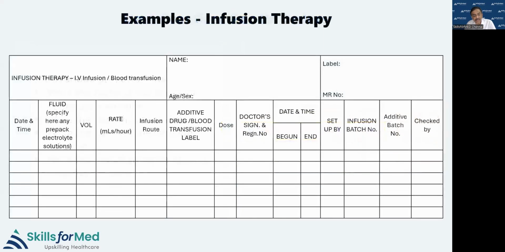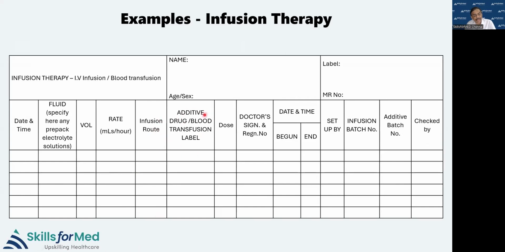So let me show that in here, it's much clearer. So this is infusion therapy. For IV infusion and blood transfusion, you write the date, what is the fluid you want to write, normal saline, Ringer's lactate or blood, what is the volume, what is the rate, what is the infusion route. Okay, so that is the infusion.